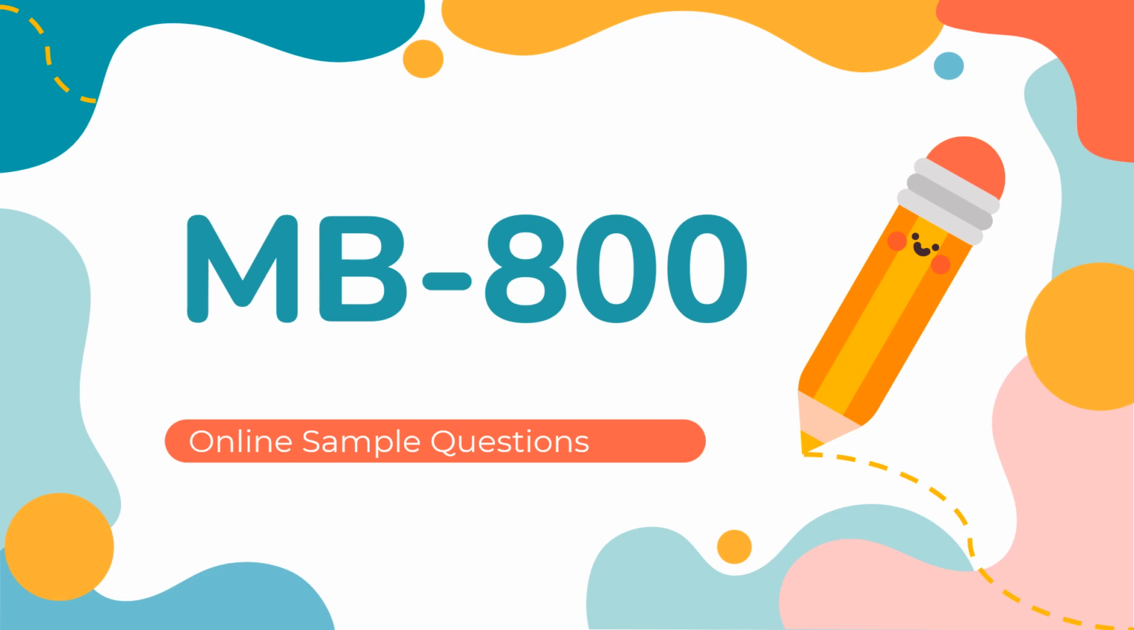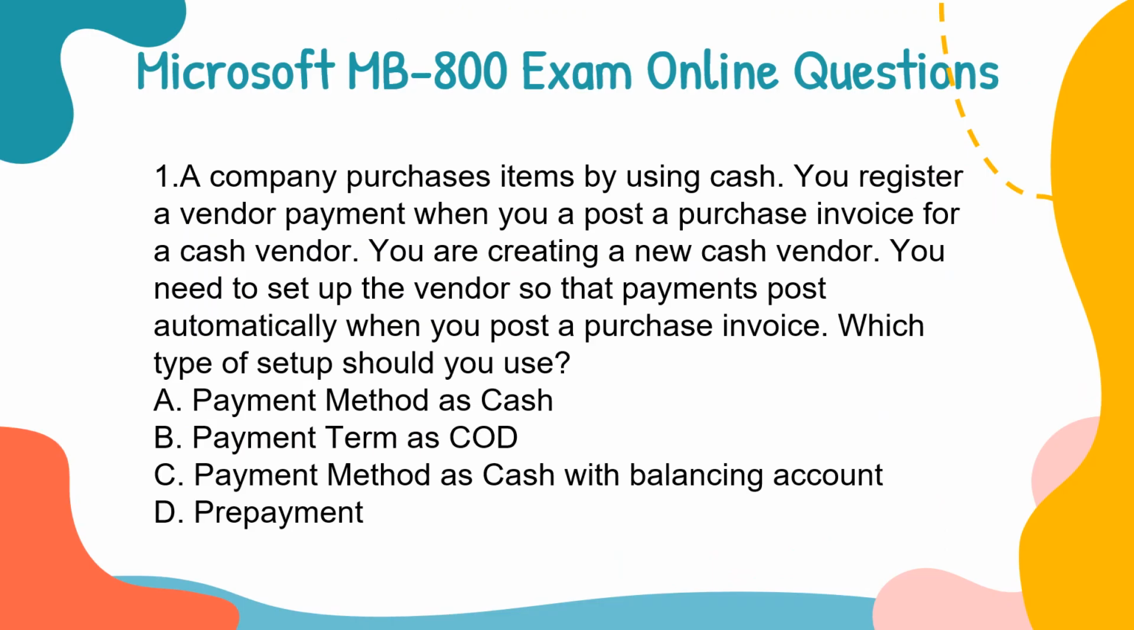365 Business Central. 1. A company purchases items by using cash. You register a vendor payment when you post a purchase invoice for a cash vendor. You are creating a new cash vendor. You need to set up the vendor so that payments post automatically when you post a purchase invoice. Which type of setup should you use?